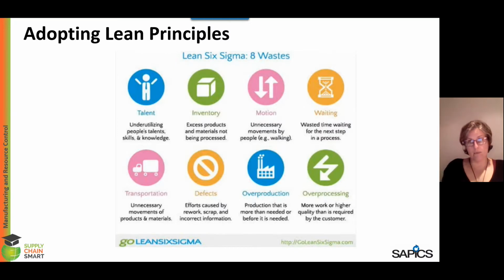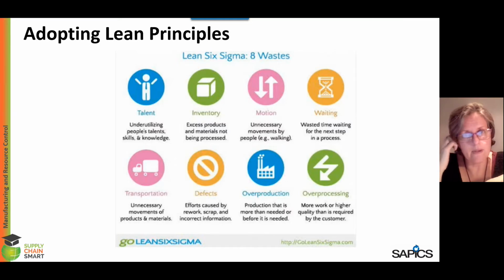Waiting time is a big problem in many organizations. So I might finish making the tubes that I am producing, but then I have to wait and wait for space on the labeling machine, because the labeling machine is behind and it's operating at a pace that is far slower than the tube manufacturing machine. And this is a type of waste, waiting.